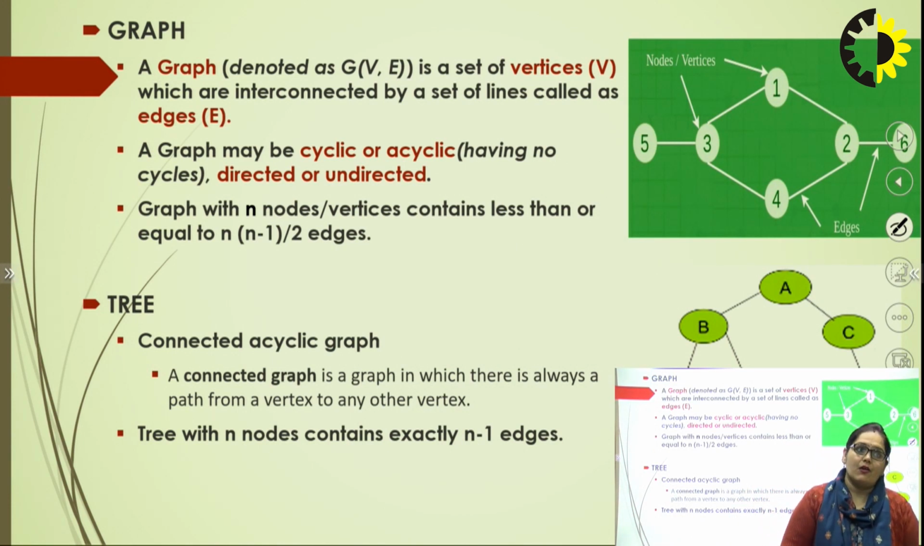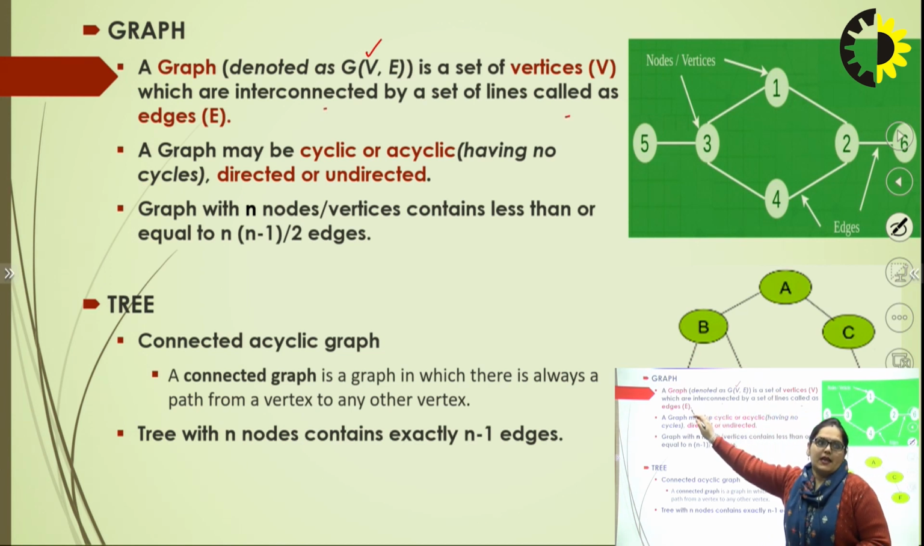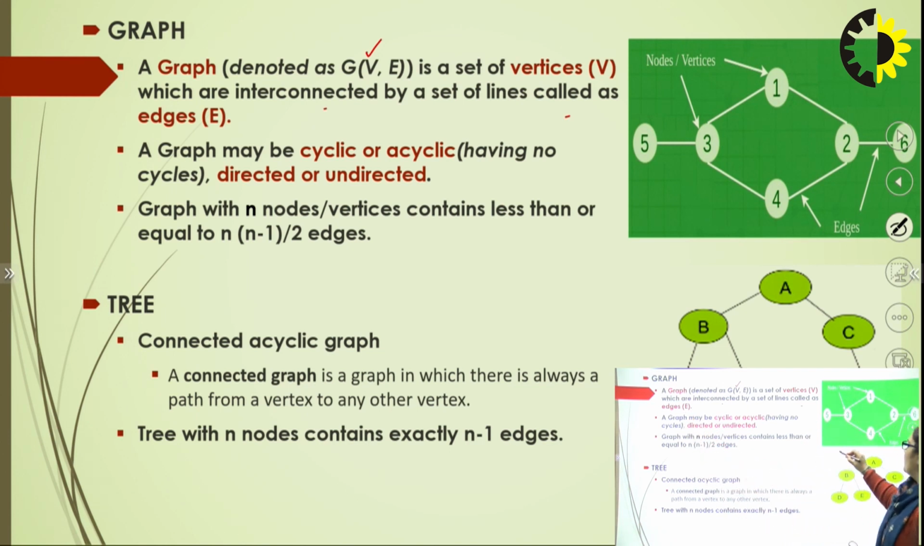So what is a graph? A graph is basically denoted by a capital G of V and E, where V is a set of vertices which are interconnected by a set of lines known as edges. As you can see in this particular graph, we have 1, 2, 3, 4, 5, 6 vertices, and these vertices are connected by lines. These lines are known as edges.